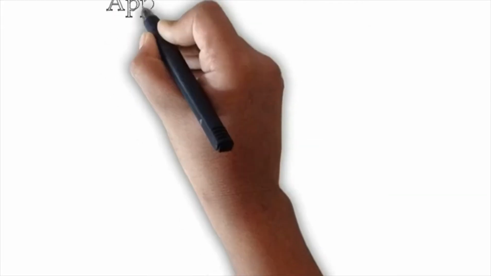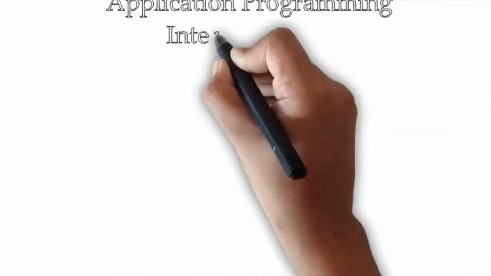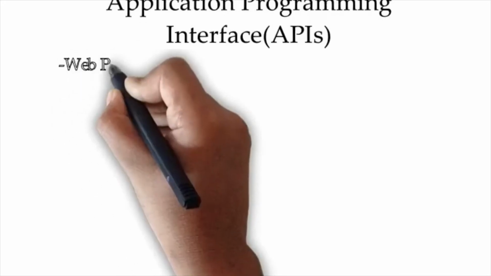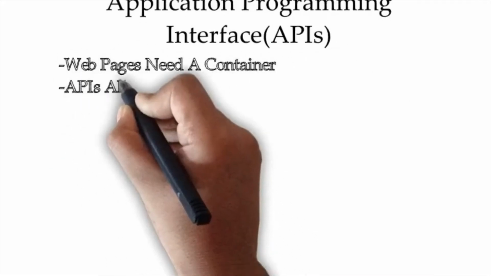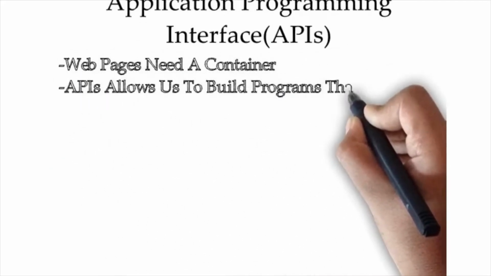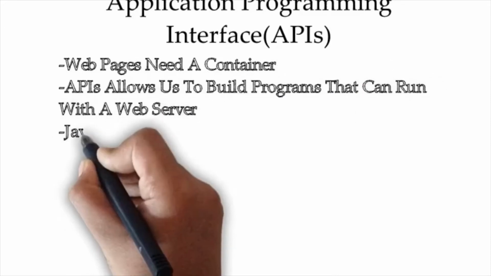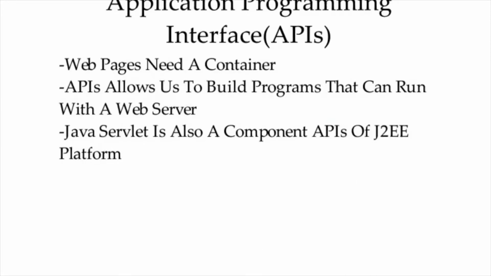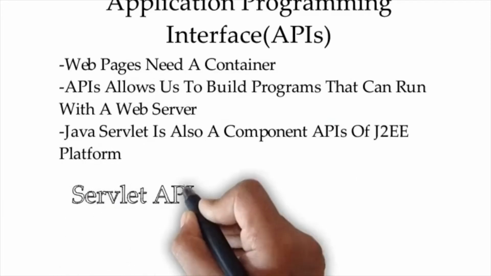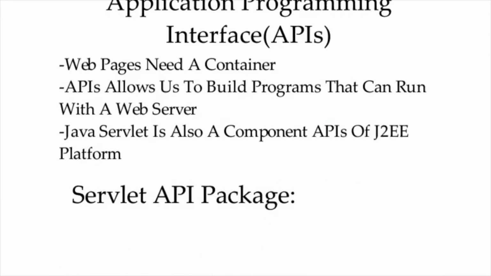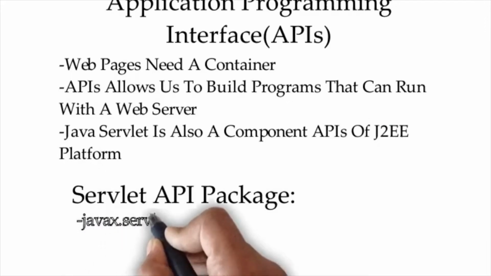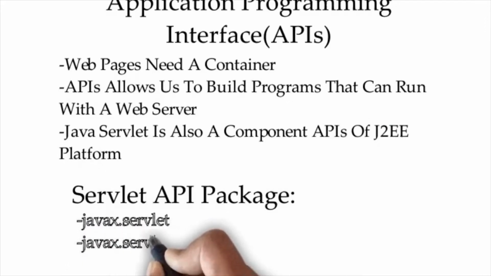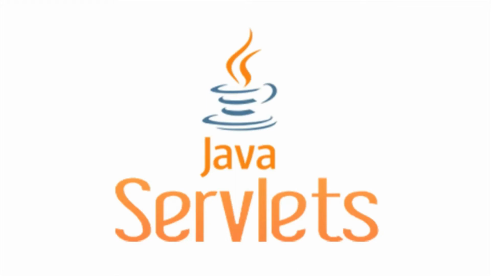Actually, to provide the facility of dynamic web pages we need a container or web server. To meet this requirement, independent web server providers offer some proprietary solutions in the form of APIs. These APIs allow us to build programs that can run with a web server. In this case, Java Servlet is also one of the component APIs of Java. The Java Servlet package consists of two main APIs, that is javax.servlet and javax.servlet.http.